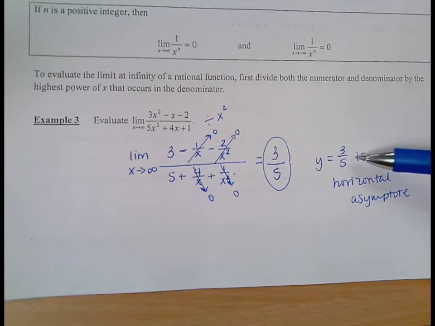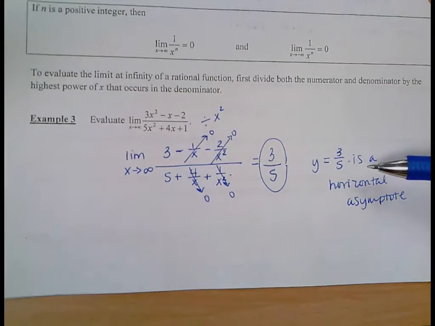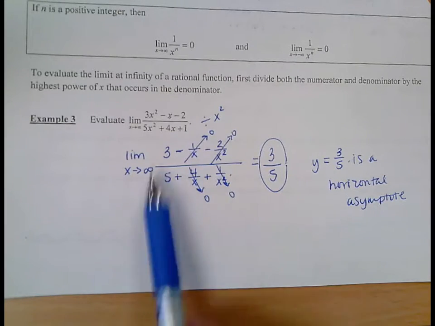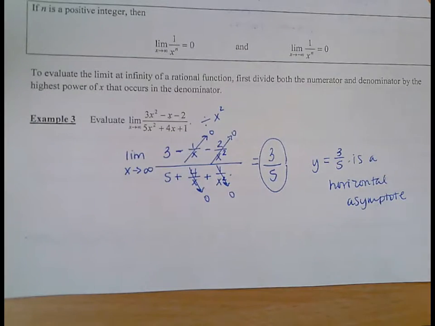Well, this is the asymptote. So that horizontal line, if you graphed it, would be an asymptote to that function. Yes.